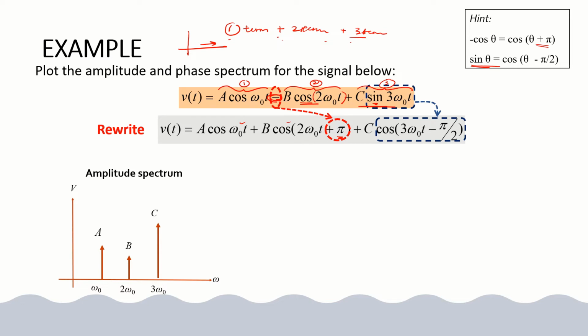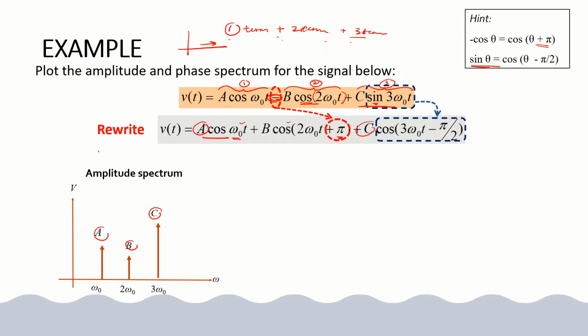If you plot the signal, the first term has amplitude A, so A it is. The second term has amplitude B, so B it is. The third term has amplitude C, so therefore C it is. The first term is at omega naught. This is the omega axis here. The second term is at 2 omega naught, and the third term is at 3 omega naught.